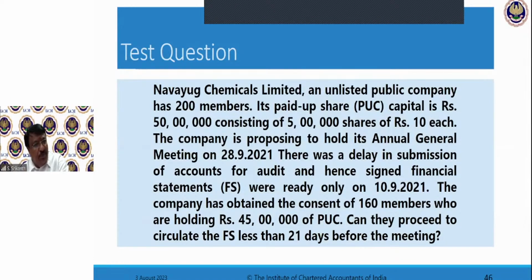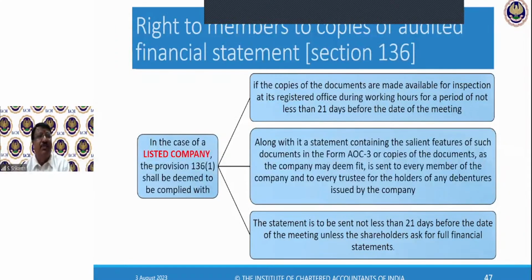Good question, Mr. Subham. See, in the case of a listed company, this circulation, etc. See, there are a huge number of members. I cannot print it and send it to them by post and all. So I will keep a copy of the physical documents for inspection at the registered office anytime. Also, a salient features of the documents will be sent, okay, to every member. And this statement is to be sent not less than 21 days before the meeting.